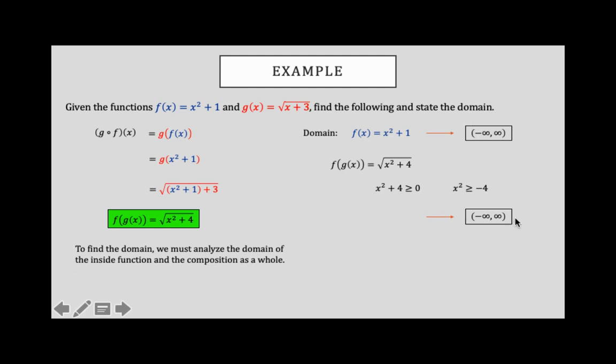So looking at the domain of both of those, we need to find where they overlap. Well, where do they overlap? From negative infinity to positive infinity. There is the domain of our composite function.